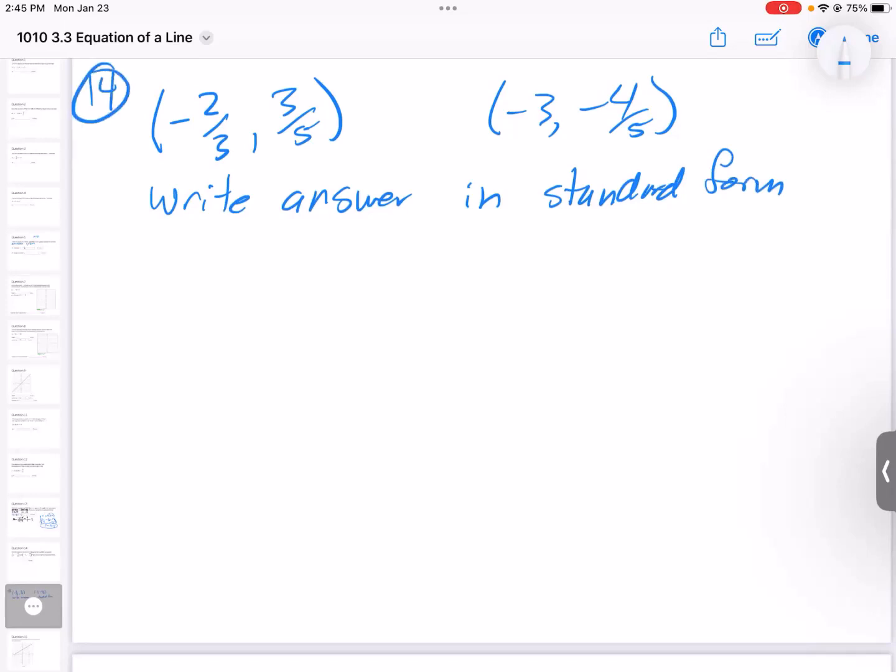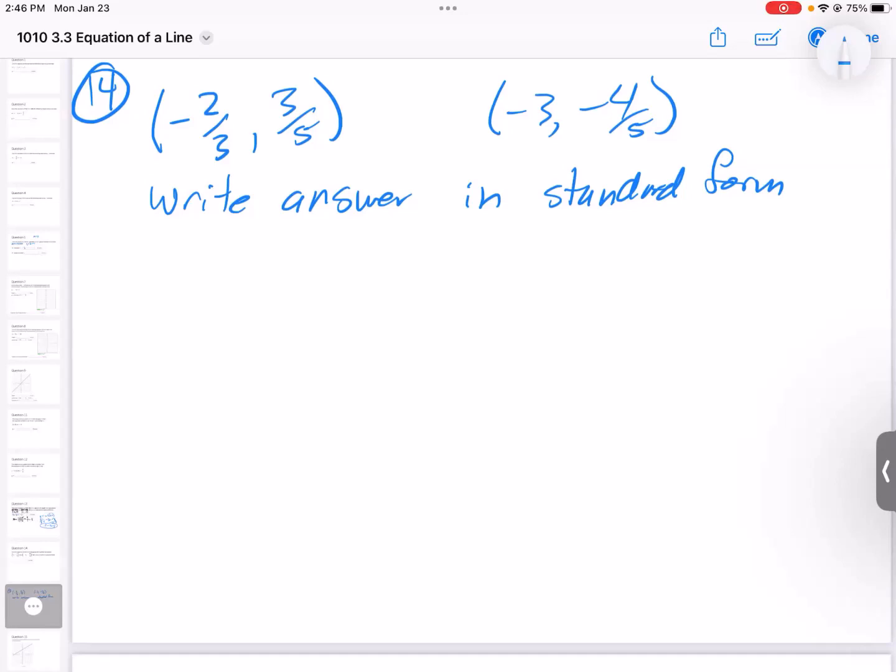If you guys haven't finished 14 already, 14 involves fractions, and I'm going to go through an example with it. So if you'd like to, you can work along with me. On question 14, you're given 2 points, but the points have fractional measurements, and you're asked to find the equation of a line and write your answer in standard form. To solve this, we first need a slope, because right now we are only given points.